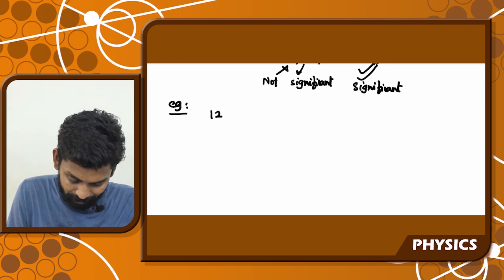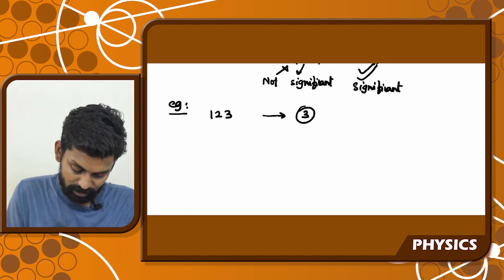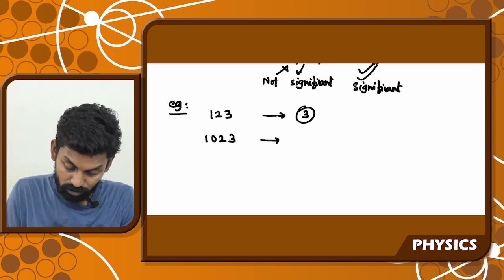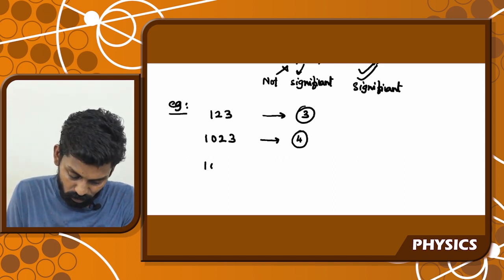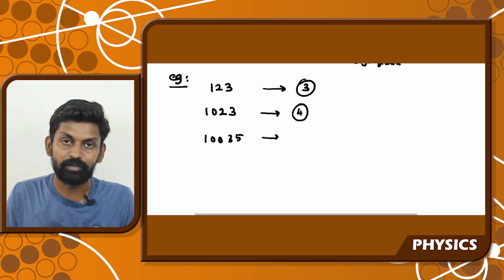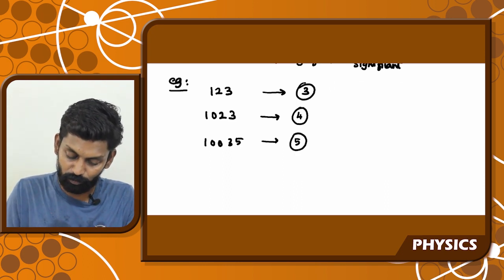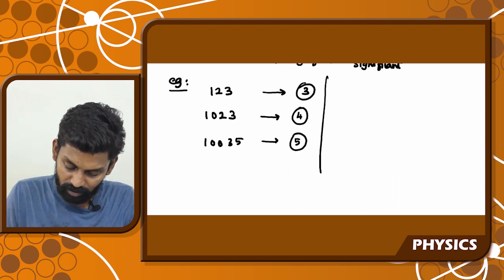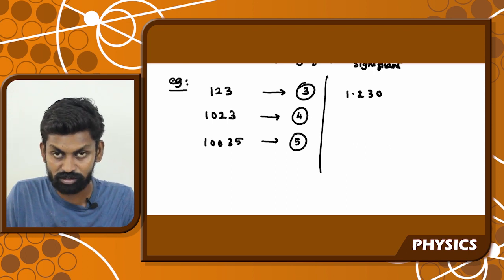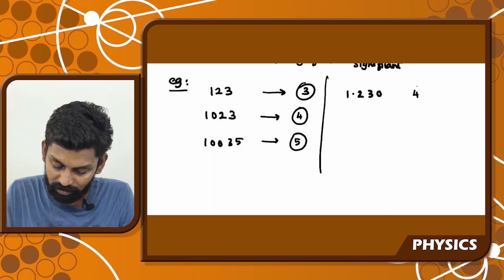Suppose I say 123, all are non-zeros, so there are 3 significant figures. Next I say 1023, 0 is coming in between the non-zeros, so there are 4. 10035, so here the zeros are coming in the middle of non-zeros, so here there are 5 significant figures. Now coming to decimal numbers, if I say 1.230, there are 3 non-zeros and 1 zero which is coming at the end. This is a trailing zero, so there are 4 significant figures.